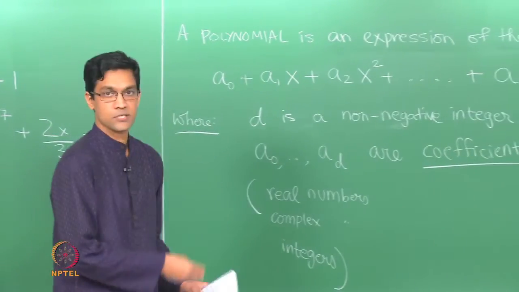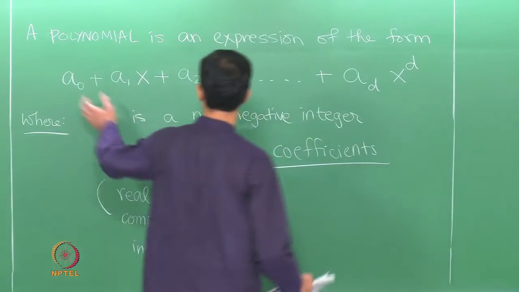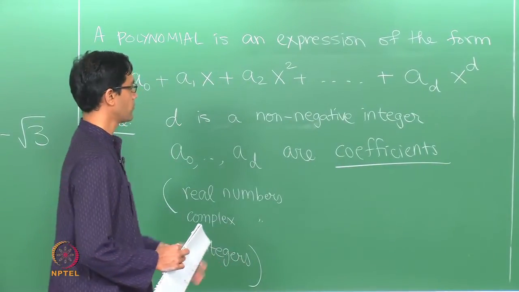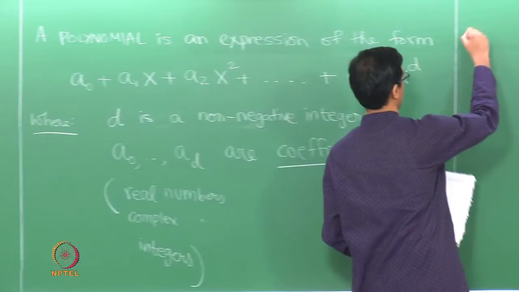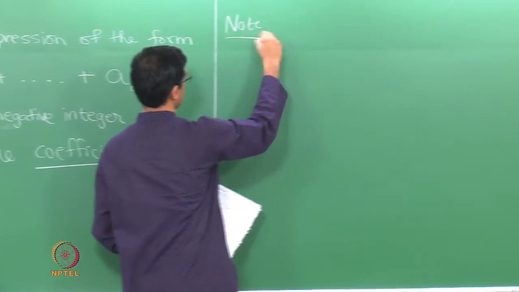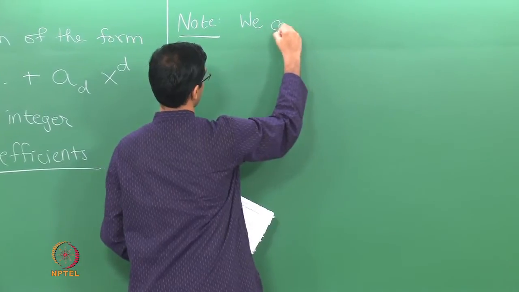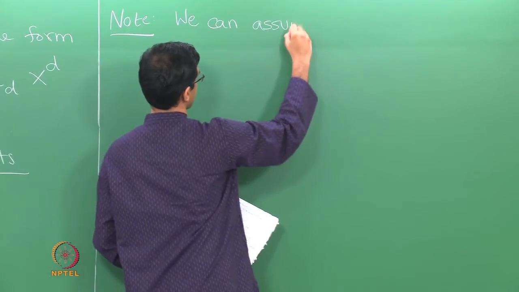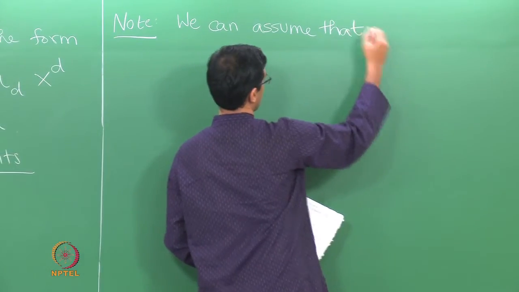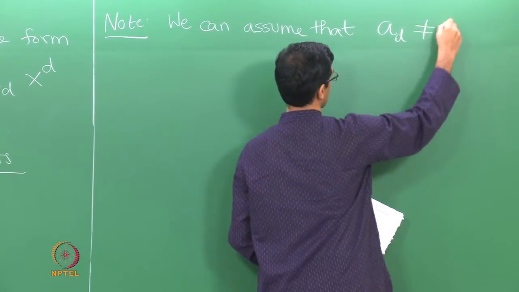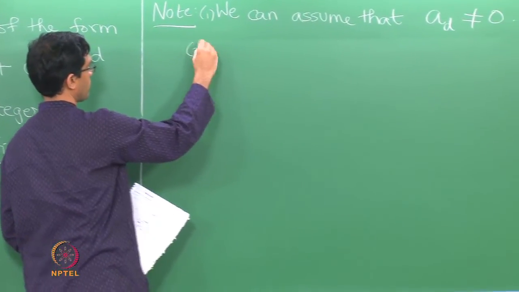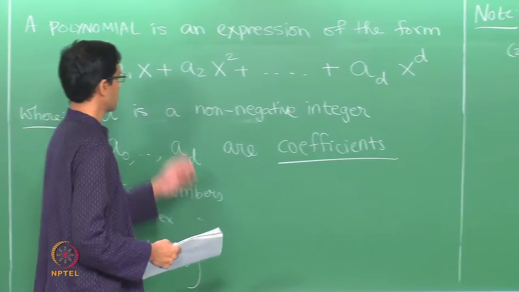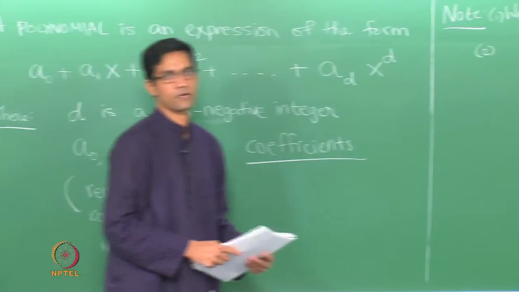Now this number d here: when you have a combination of powers of x, you can always assume that d is the largest power of x which appears. So, here are various small observations. Note that we can assume that ad is not 0. That is the first observation: we can always assume that d is the largest power which appears. Point number 2, some of the other ai's could very well be 0. We are not forbidding that.